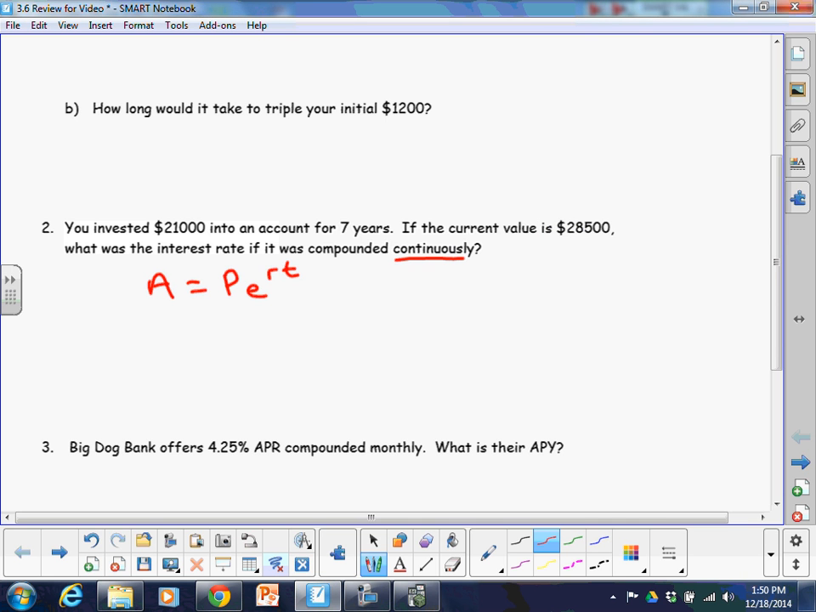Okay, it's the only time we use the e base is for continuous. And they give us the end value, so 28,500. They gave us the start value of 21,000. Okay, e, we all know that's the 2.71. The exponent, there's rate times time. Okay, we know 7 is the time, but we don't know the rate, so 7r. And we need to solve for an exponent again.